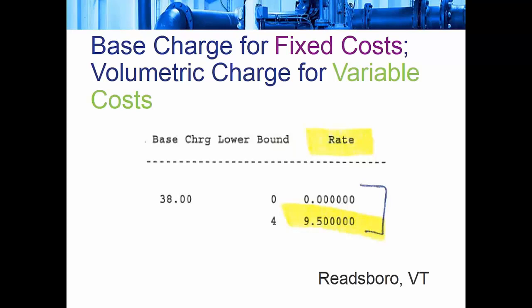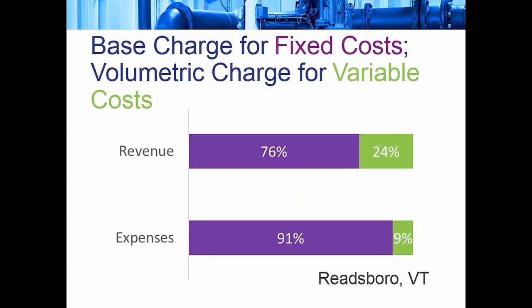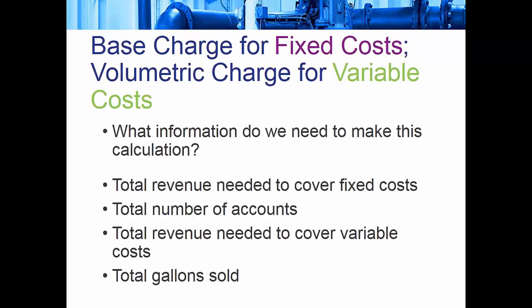So we did some analysis for Reedsboro of their water finances, and what we found is on the revenue side, about 76% of the revenue they bring in every year comes from the base charge, 24% comes from the variable charge, the per gallon charge. If you look at the expenses, 91% of the expenses were fixed and 9% were variable, but this is much closer in terms of a revenue and expense split, fixed versus variable, than we typically see with a water system. So just an example to put out there for you.